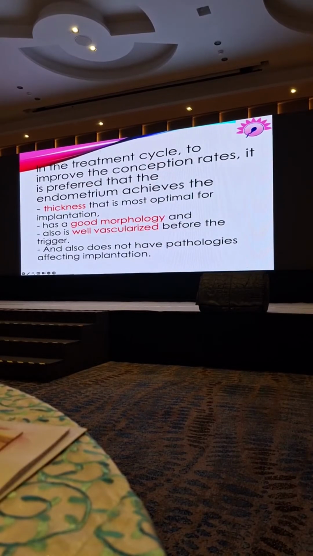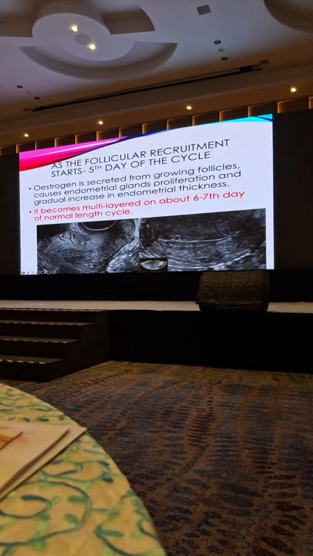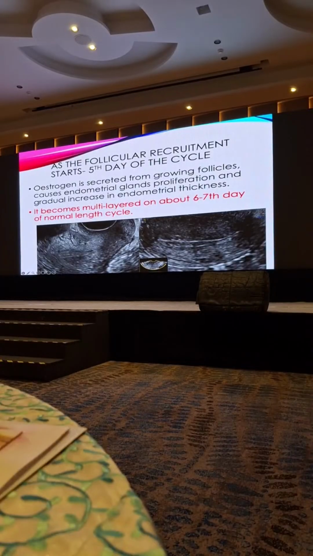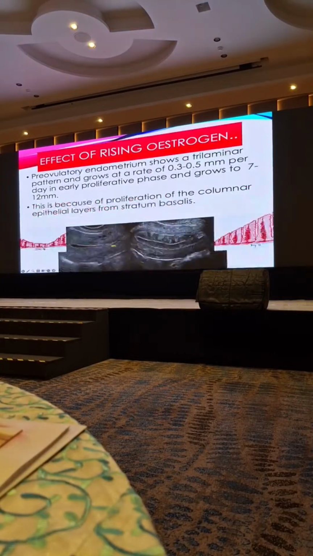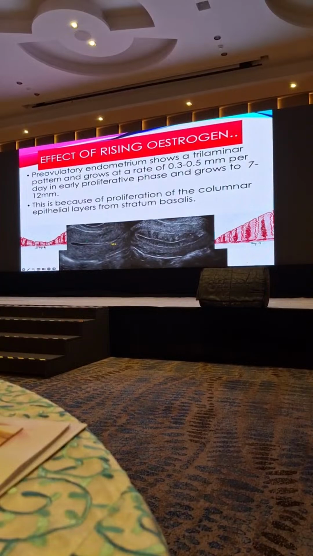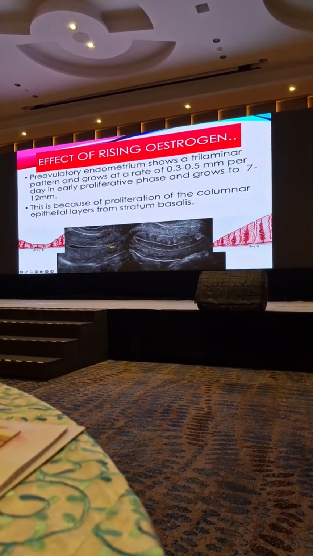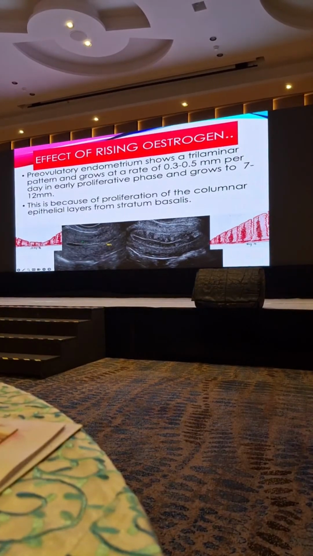It is important to assess the endometrium. Thickness, morphology and vascularity are the three things that we need to assess. We know that the endometrium is a receptor organ to estrogen and progesterone. As soon as the estrogen level starts rising with the dominance of the follicle, the endometrium starts getting multilayered, gradually increasing in thickness, 0.3 to 0.5 millimeters a day, to reach 6, 7, 8 to about 12, 13, sometimes even 15 millimeters, especially in the stimulated cycles.